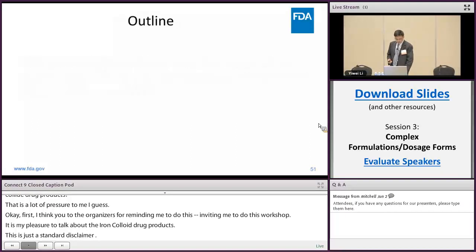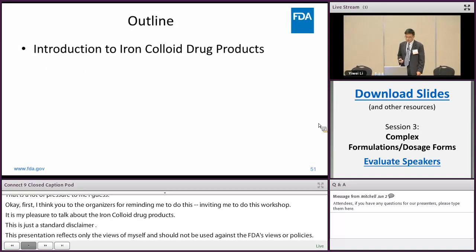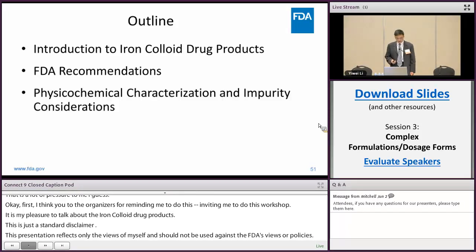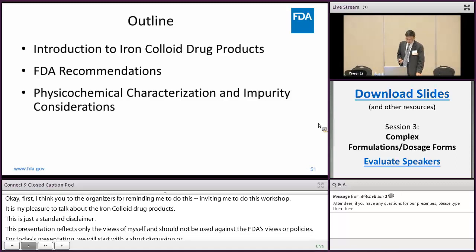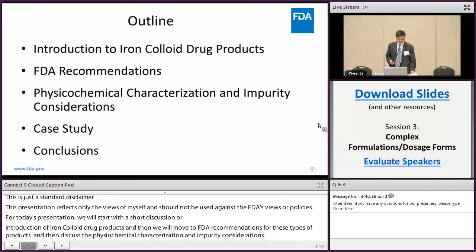So for today's presentation, we will start with a short introduction of iron colloid drug products. We will move to FDA's recommendations for this type of drug products. We will discuss the physicochemical characterization and impurity considerations, and we will then go over a few case studies and finally wrap up with the conclusions.